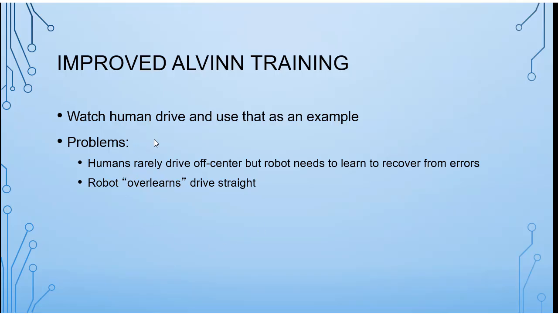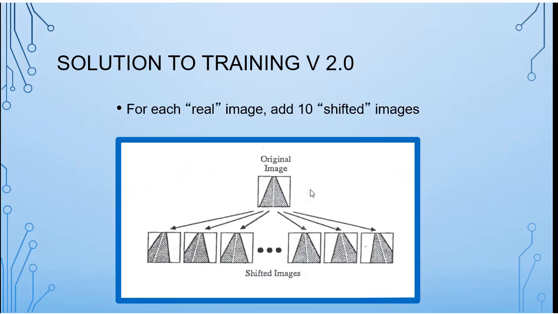And so what Pomerleau did was he took his original image and made a set of 10 additional shifted images, and with corresponding training outputs with shifted steering angles. And so now he was teaching the robot to do a better job of staying on the road.